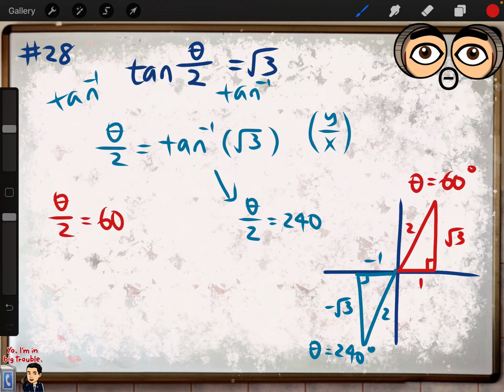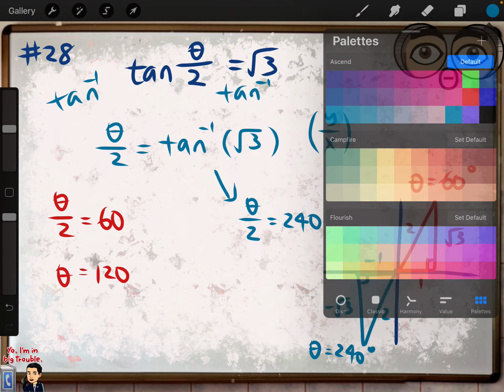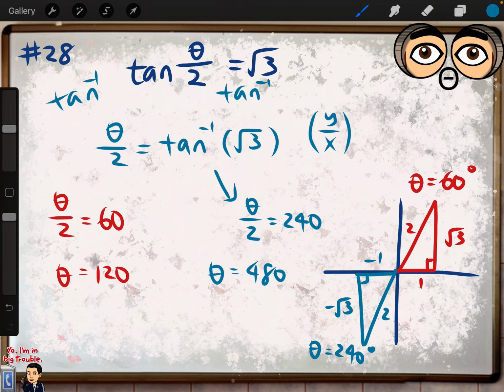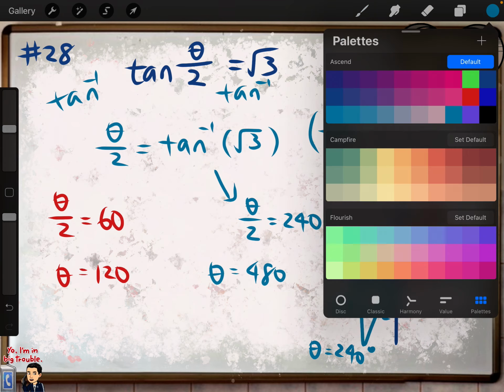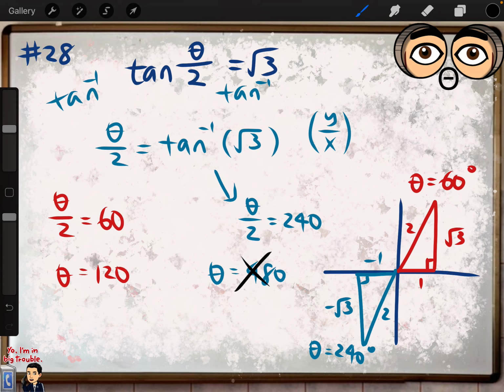So you're going to multiply by 2 on both sides, on both equations. That's going to give you theta equals 120, or theta equals 480. We know that you can't have 480 as your answer because that's not between 0 and 360. So your answer is just 120. We're going to rewrite that in radians, so it's going to be 2 pi over 3. That's your answer.